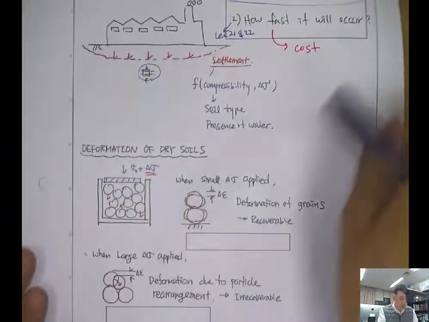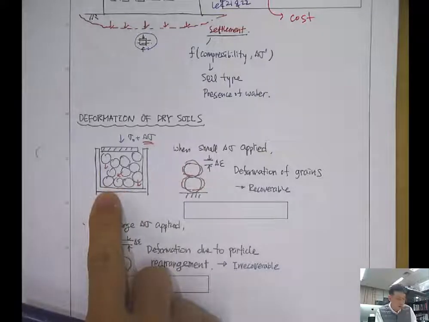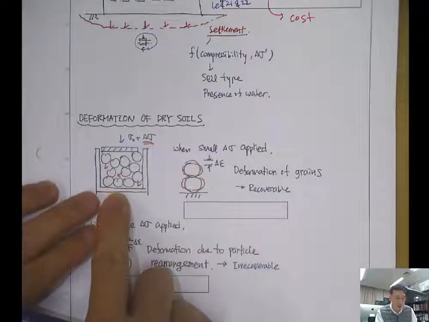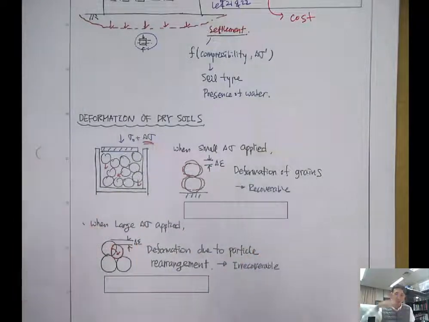Okay, let's move on. The deformation of dry soil. Let's say that you have, in a container, a dry soil pack, the dry sand, and sigma naught is the initial stress. So the stress was applied initially by the sigma naught, and the soil was compressed with that load. And when you increase this load by delta sigma, so now the total stress is sigma naught plus delta sigma, then what will happen? The soil will compress.